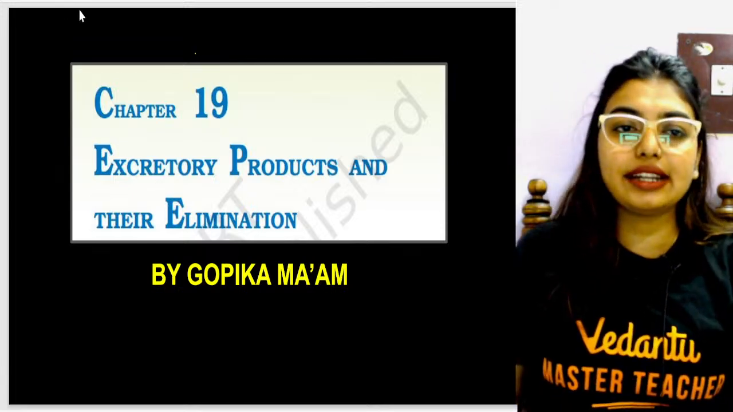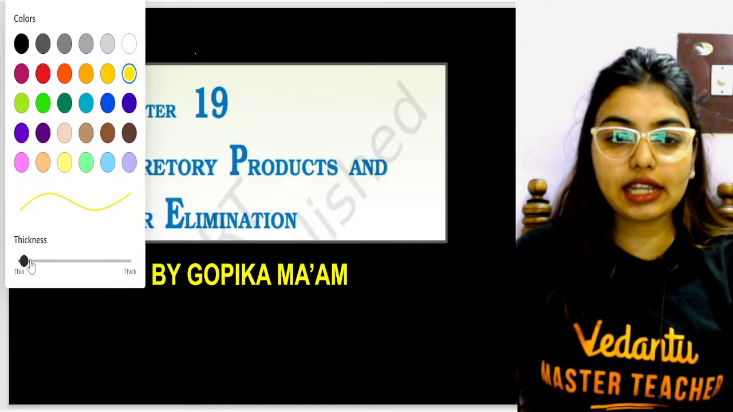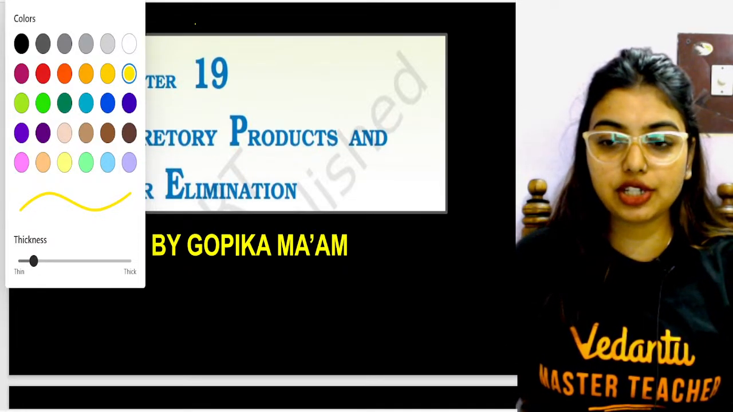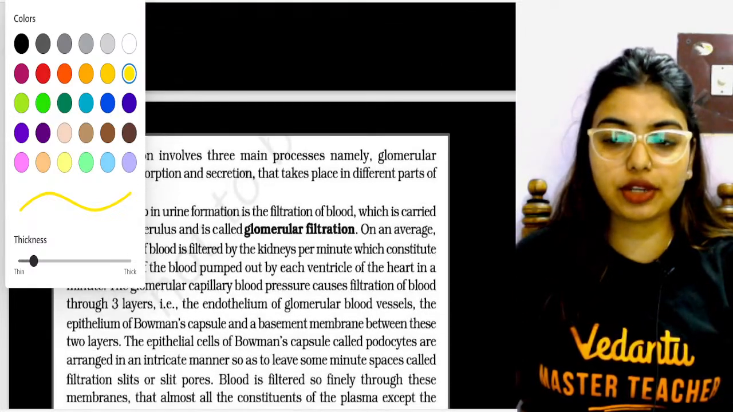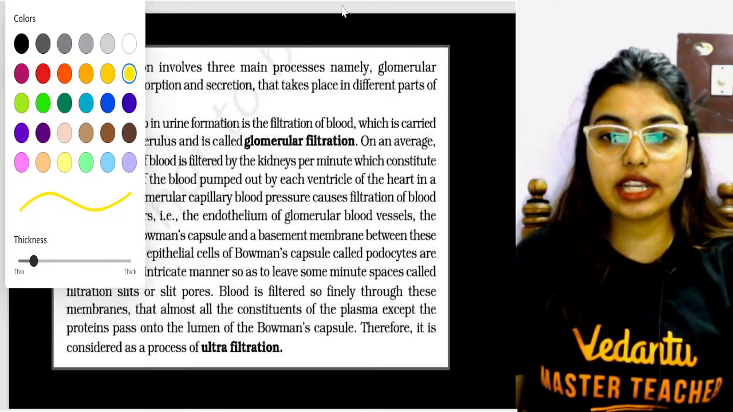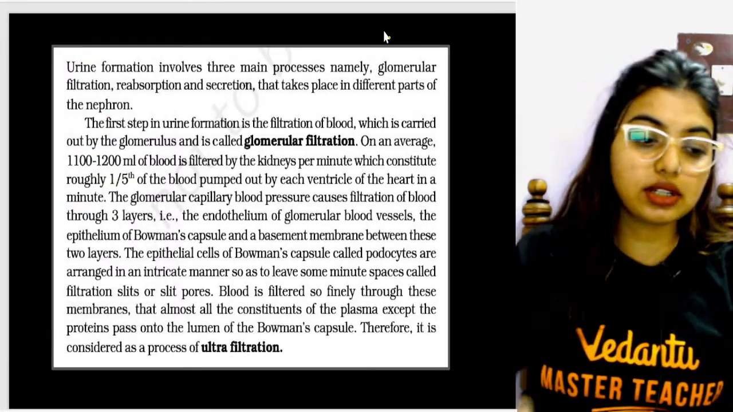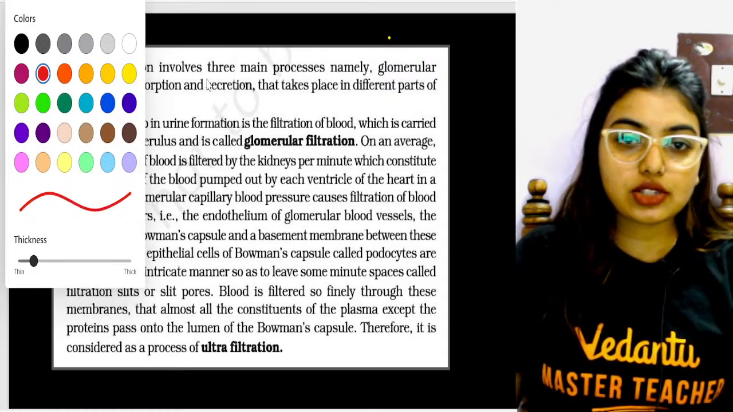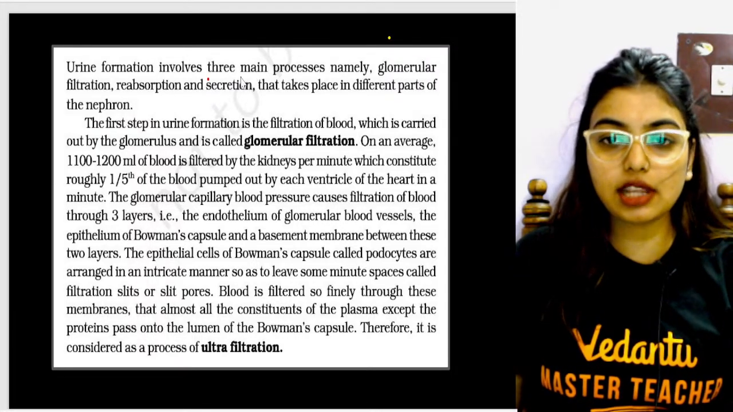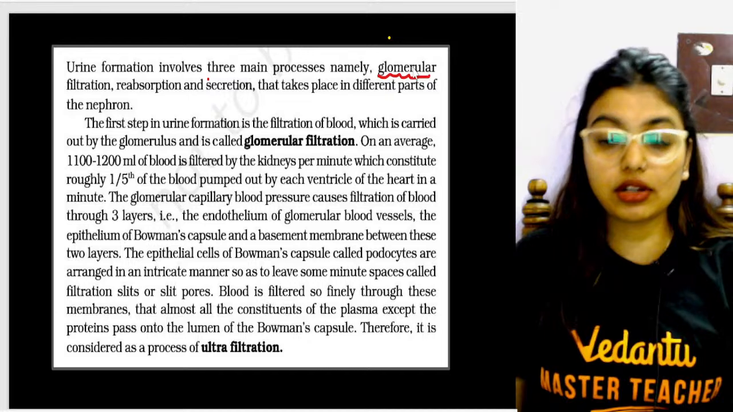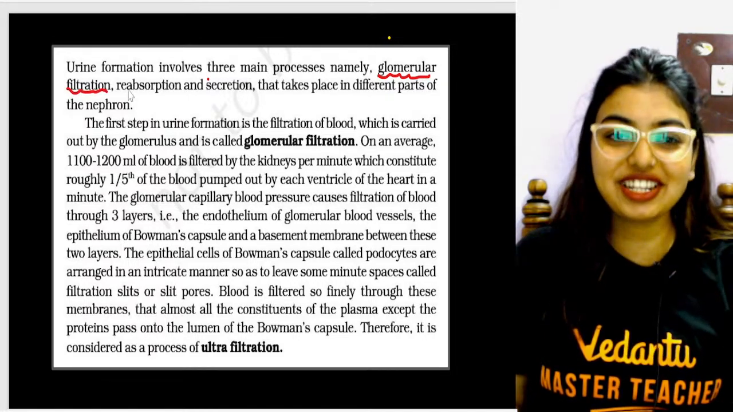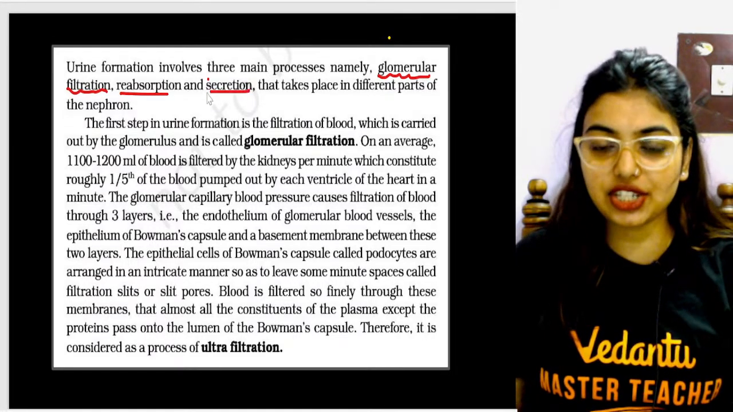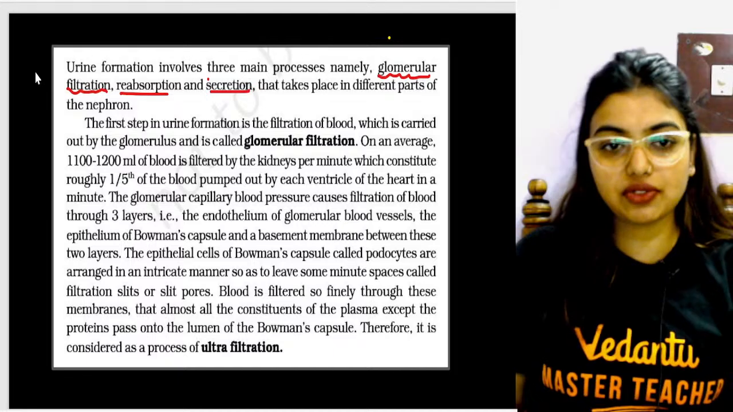So we will go into the second part of our excretory products and elimination, students, that is urine formation. Urine formation actually takes place in 3 steps, and we are going to learn each of the steps one by one. Urine formation involves 3 main processes: glomerular filtration, reabsorption, and secretion, which take place in different parts of the nephron.